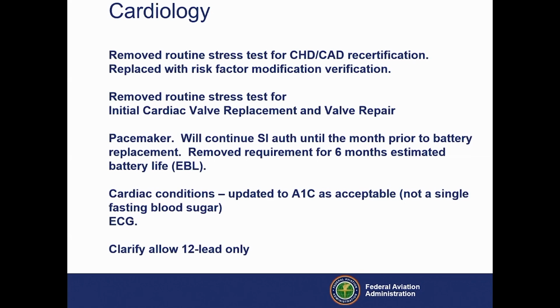Next one is cardiac conditions. They talked about the fasting blood sugar that we've required for a long time. It's not as accurate as an A1C, and A1C gives a better range. So any place that we used to ask for a fasting blood sugar for cardiac conditions is now an A1C. And then we did get some questions about, can we use some of these other types of EKGs other than a 12 lead? We'll go over that in just a second.